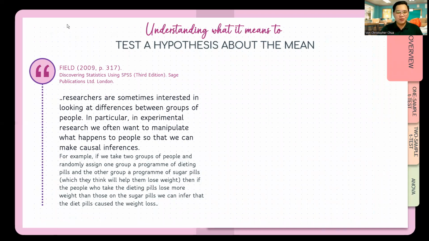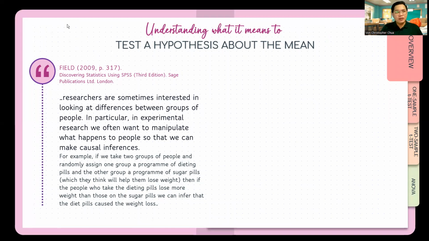Now, before we proceed with examples of the different tests that are covered in this lesson, it is necessary that we understand in general what exactly it means to test a hypothesis about the mean. Field in 2009 said that researchers are sometimes interested in looking at differences between groups of people. In particular, if you are doing experimental research, you may be interested in manipulating a certain variable and seeing what happens to people or individuals in general so that we can make causal inferences.